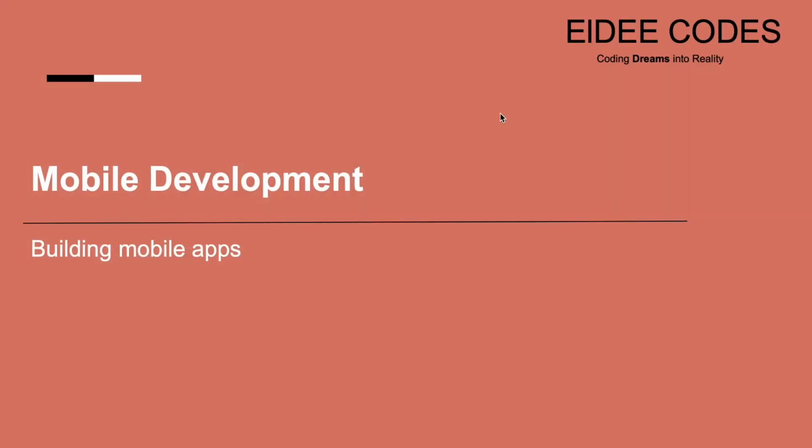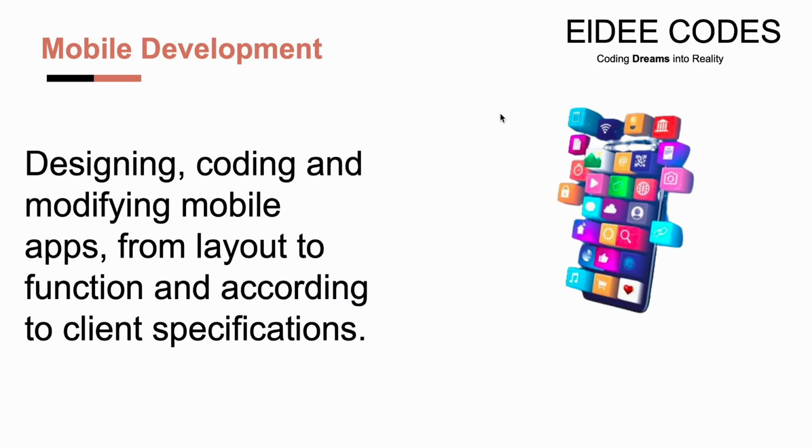Let's talk about mobile development. As a developer, you are not limited to web applications and websites only. You can build mobile applications. We will learn that later on. We are already familiar with mobile applications like WhatsApp, Facebook, and so many others. So any application that can be installed and used on a phone is called a mobile application. Mobile development is the process of designing, coding, and modifying mobile applications from layout to functionality. And anyone that can build mobile applications is called a mobile developer.